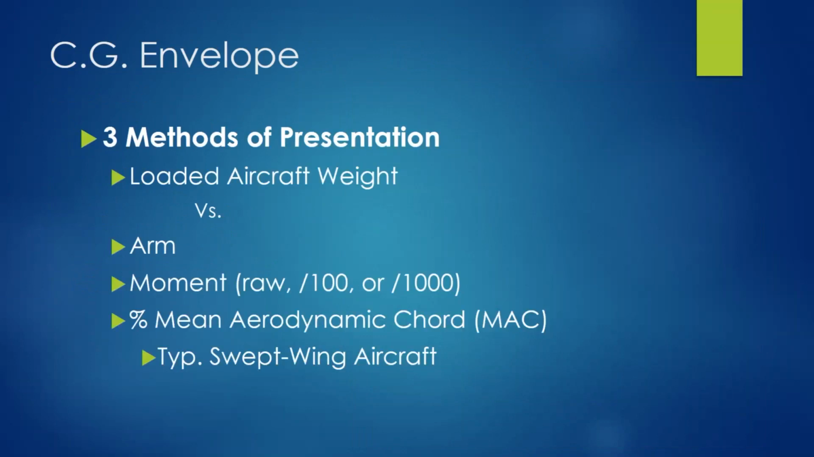So there are 3 methods that can be presented. Okay, we're going to look at those envelopes. How do we know if this number is in the right spot? So there are 3 methods for it. We're always going to look at the loaded aircraft weight. What's our total weight, right? And we need to make sure it's at or below the takeoff weight.